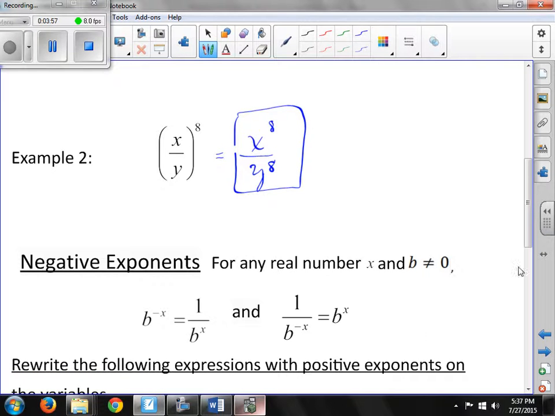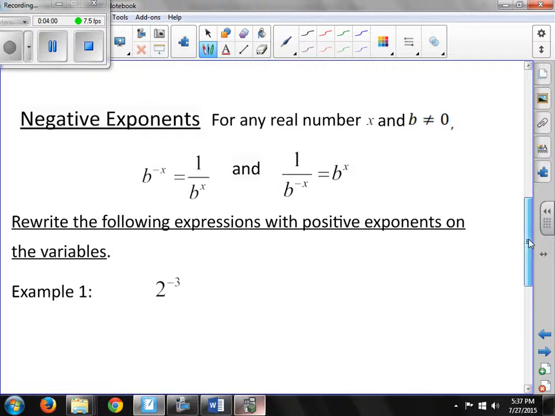Now, the negative exponent rule. For any real number x with b not equal to 0, b to the negative x is equal to 1 over b to the x. Notice if we have a negative exponent in the numerator, it goes down to the denominator and becomes positive. It makes the reciprocal. If we have a negative exponent in the denominator, we'll let it rise to the top, bring it to the numerator, and it will become positive. Rewrite the following expressions with positive exponents on the variables.